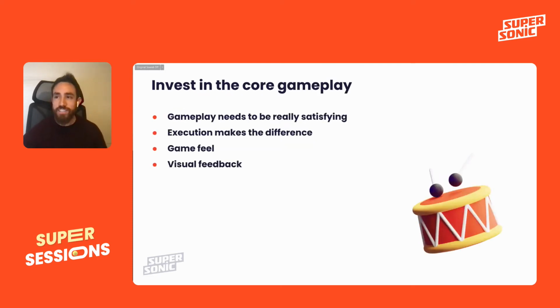We also need to invest in the core gameplay. All the hyper casuals out there that have been a hit have really satisfying gameplay. The execution makes the difference. When you're talking about hyper casual, we know that there are many clones out there, and we need to stand out from the clones. We also need to work on our game feel and visual feedback, so players can understand the game with those feedbacks in only 3 seconds of a video.